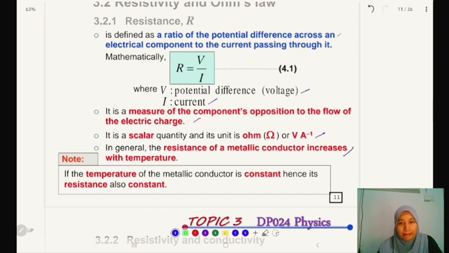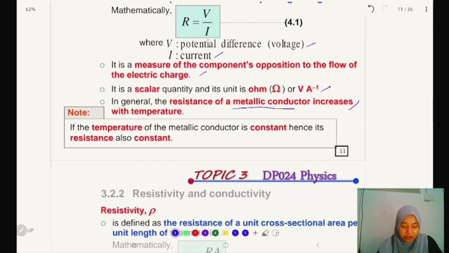So kalau resistance of the metallic conductor increases with temperature. So kalau temperature increase, dia punya resistance pun akan increase lah. So ini hanya untuk metallic conductor, metal. If the temperature of the metallic conductor is constant, hence its resistance also constant.